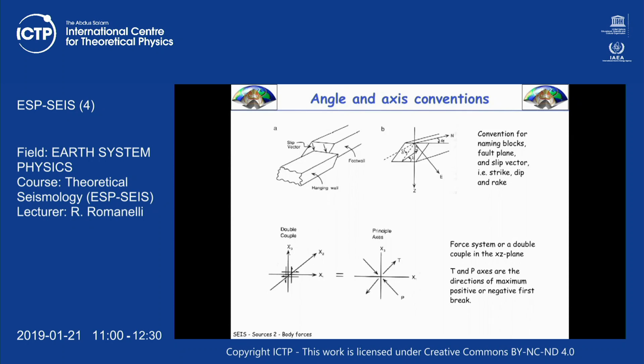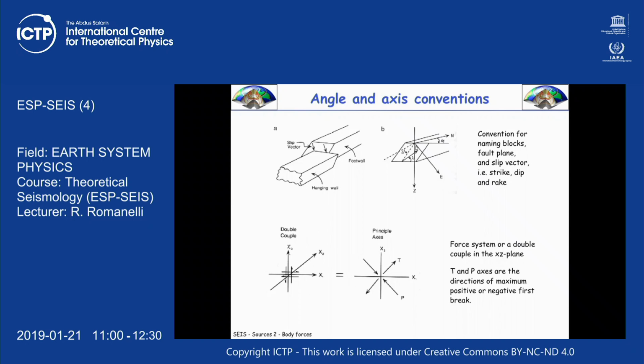Okay, some algebra will be involved in the next two slides, but I will not ask you at the exam all the formulas that will appear in the next slide. But definitely I will ask you this. Because the concept here is that we have a shear dislocation with a slip vector on a fault plane. Geologically, we can call the block that is moving the hanging wall, the other one the foot wall. Actually, it's nothing else than a relative motion between them.